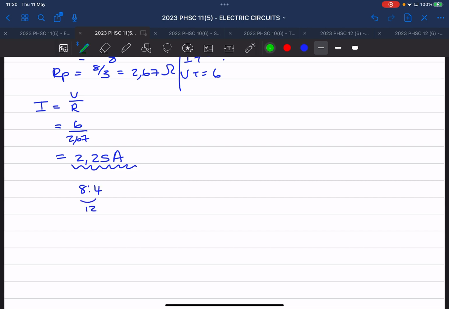Now remember that current is inversely proportional to resistance. So if we want to get the current through the 8 ohm resistance, then we must look at the 4 over 12. We must look at the opposite. We must look at the crisscross. So we are going to say 4 over 12 of what? Of our total current, that 2.25.